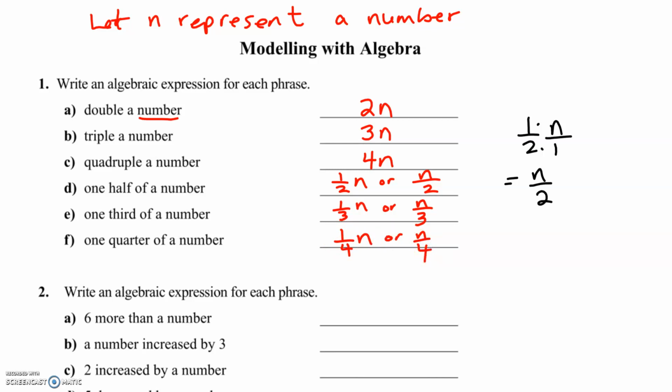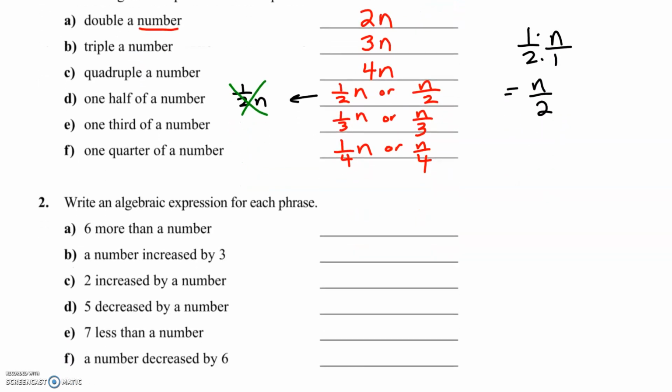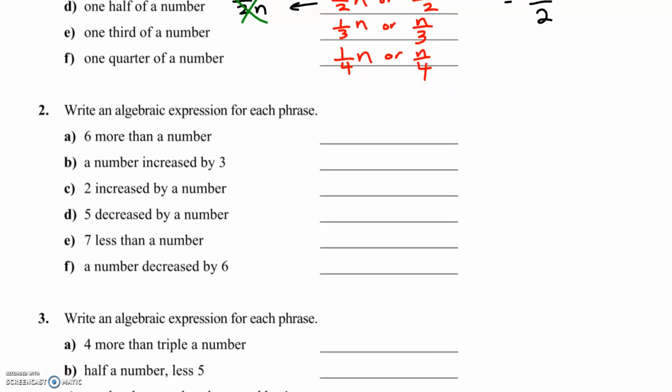And I just want to make it clear that we do not write 1/2 n like this, where it looks like n is in the denominator, so we don't want to do that. We want to write it so that n's in the middle like we did here. All right, let's keep going. It says write an algebraic expression for each phrase. So same thing. This one says 6 more than a number.